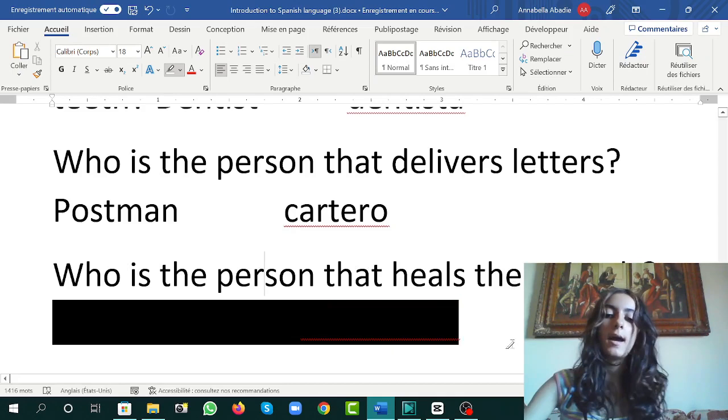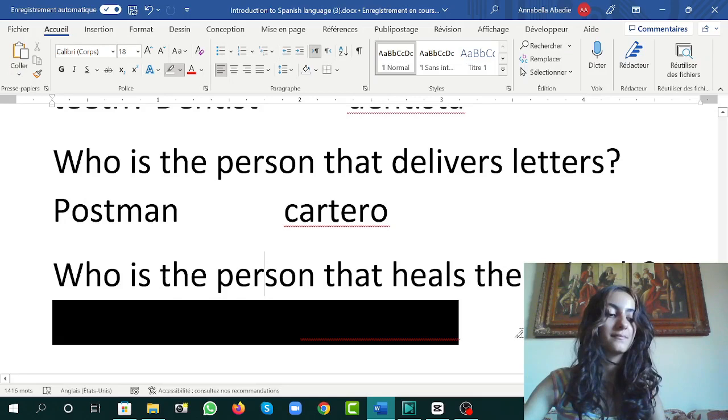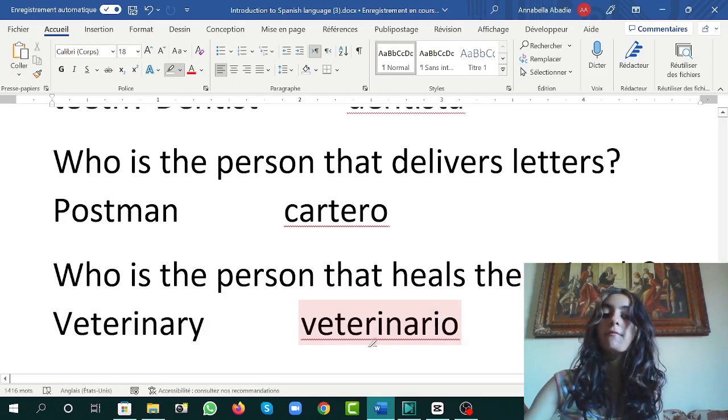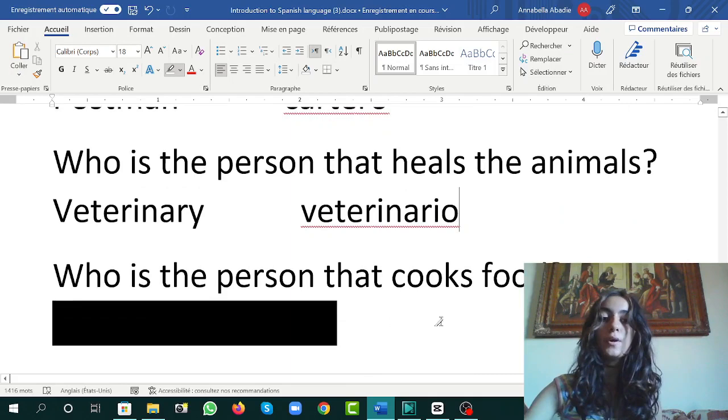Next question. Who is the person that heals the animals? 15 seconds, start. Eight seconds left. 5 seconds left. Two, one, time's up. The answer is veterinary. And in Spanish, veterinario.